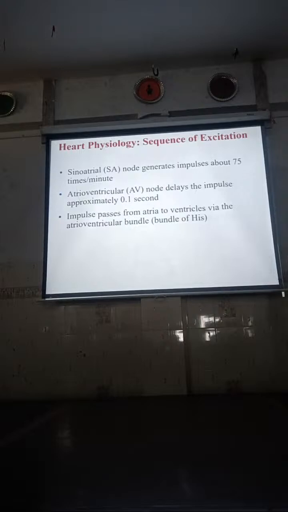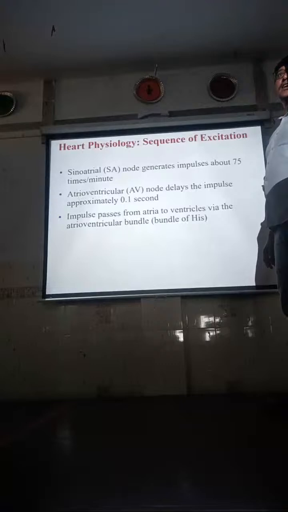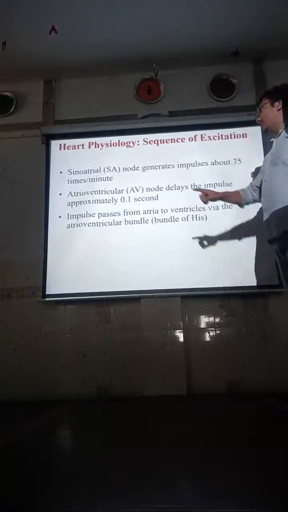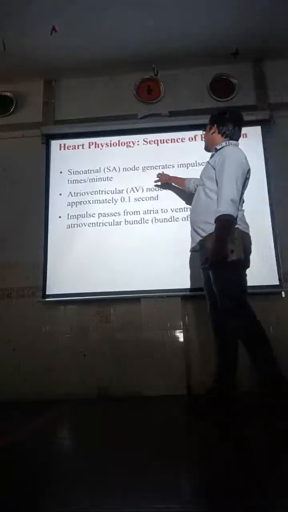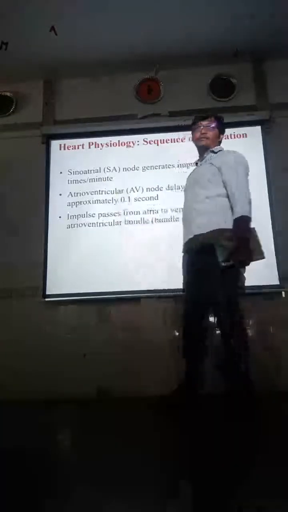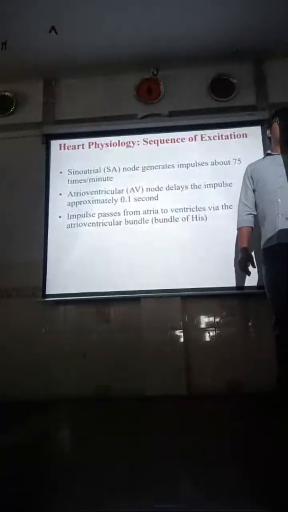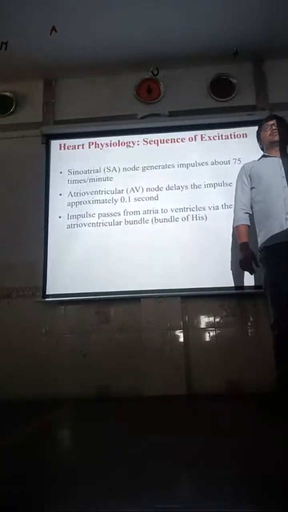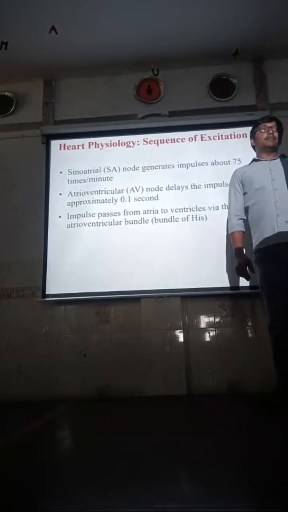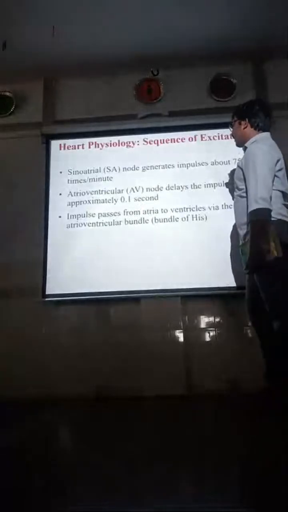Now, heart physiology. What is the sequence of excitation? Which part is excited first? Now, listen to me. The sinoatrial node generates impulses about 75 times per minute. Average. So what we have said is 60 to 100 per minute. So on average we can take it as 70 per minute.